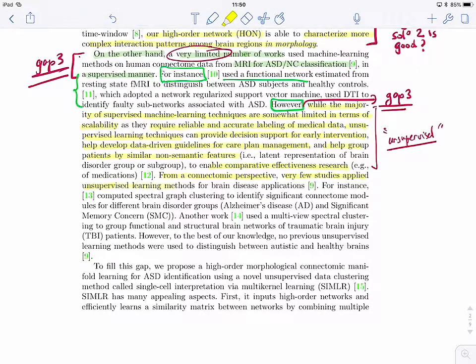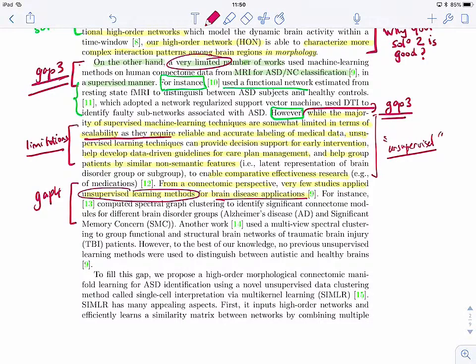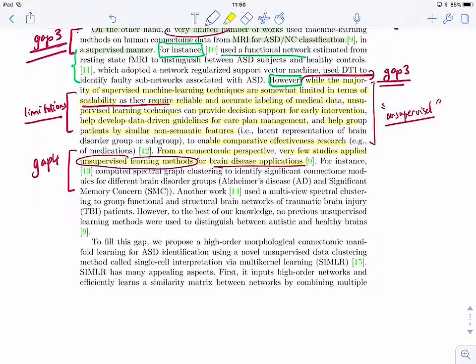And from another angle, we're still detailing from a connectomic perspective, very few studies applied unsupervised learning methods for brain disease applications. So you can see how we slowly connect things together, going from the first solutions that were supervised and pointing out their limitations, the limitations in terms of scalability, right? And then still, even with those limitations, we found another gap 4, which is that very limited works use unsupervised learning for brain disease applications, okay? And here we're just giving an overview of those works.